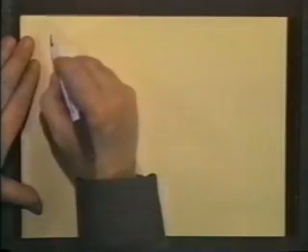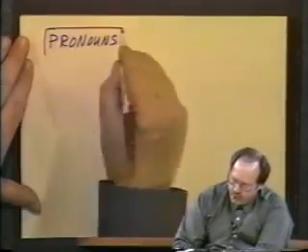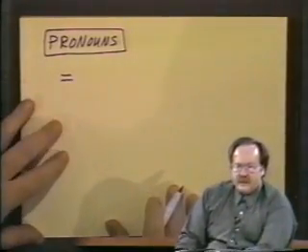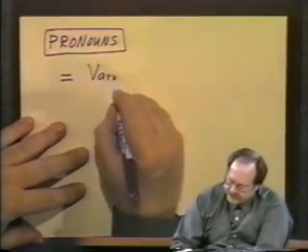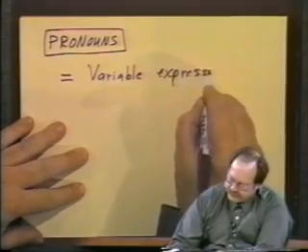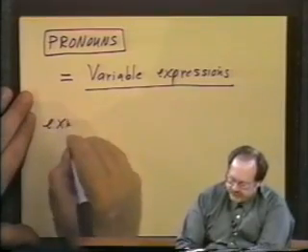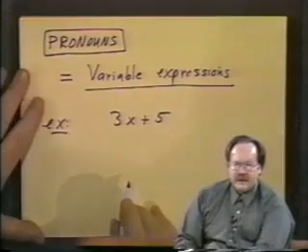Okay, what else did I suggest? Pronouns. What would be pronouns? Well, these are things that stand in for nouns and can be replaced by nouns. So these are going to be what we call variable expressions. See, these work just exactly like pronouns work. For example, 3x plus 5 is a perfectly good mathematical pronoun.